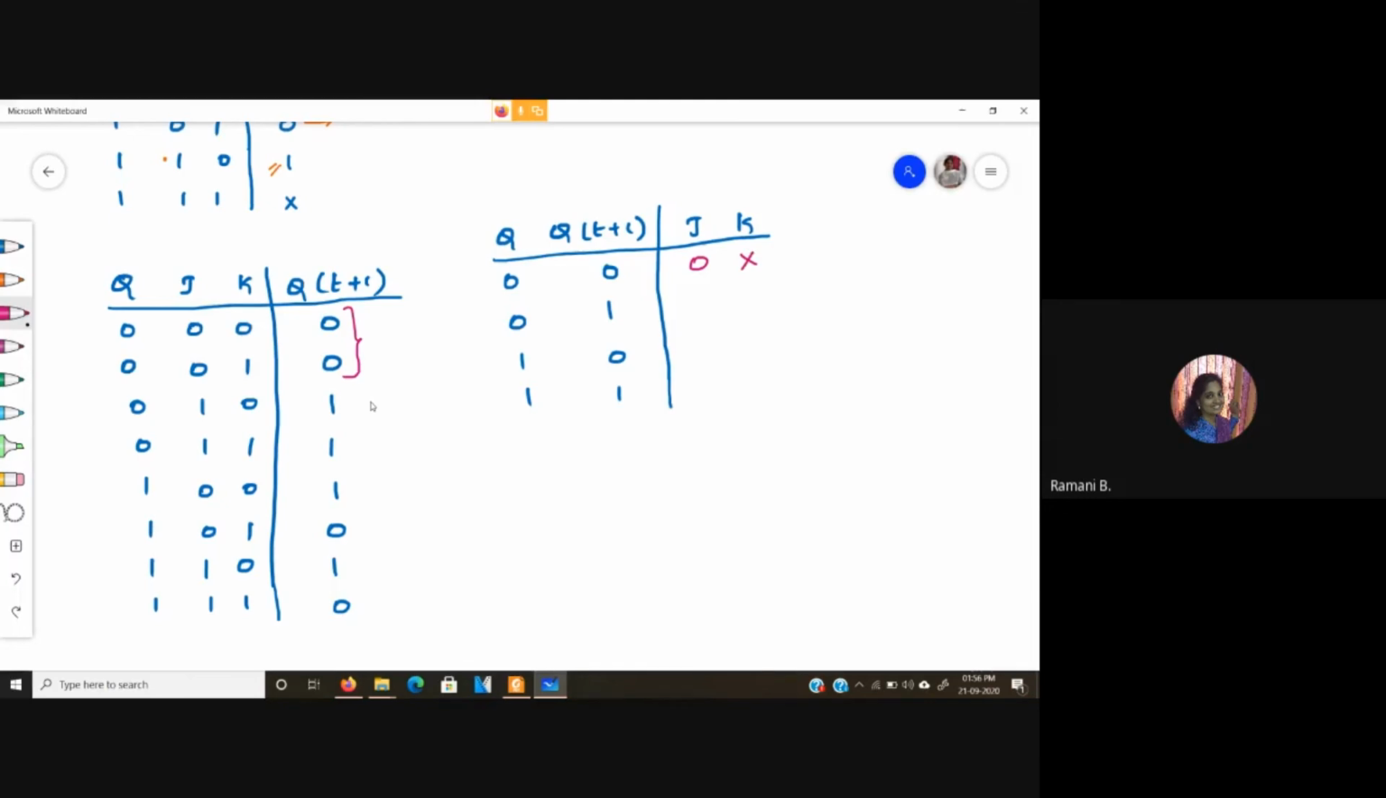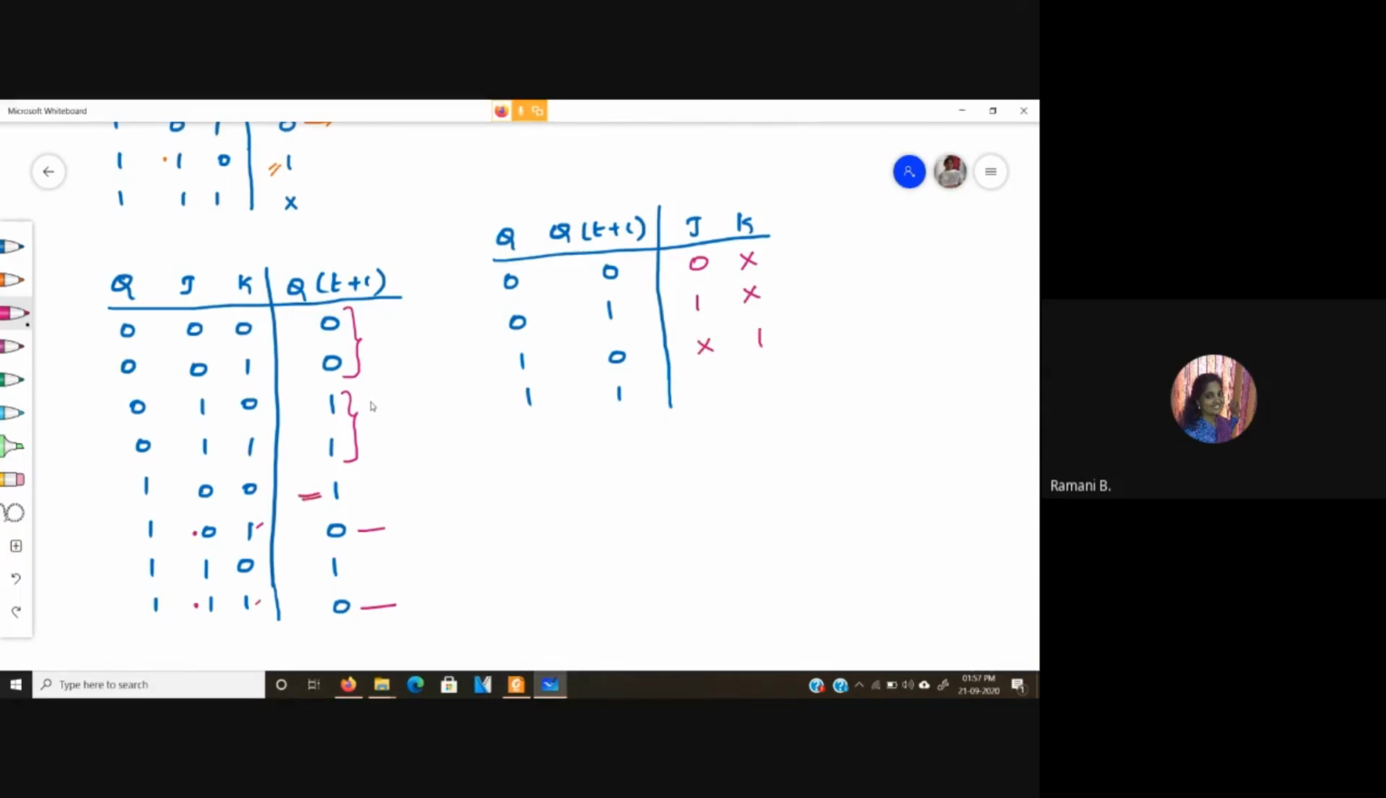Next, for present state 0 and next state 1, so this condition. Here J is equal to 1 in both the cases, whereas the K value changes. So this is 1 and don't care. Next, for 1, 0, that is these two cases, for present state equal to 1 and next state value equal to 0. Here the J value is 0 for the first one and 1 for the second one. Here both K are 1. So this is don't care and 1.